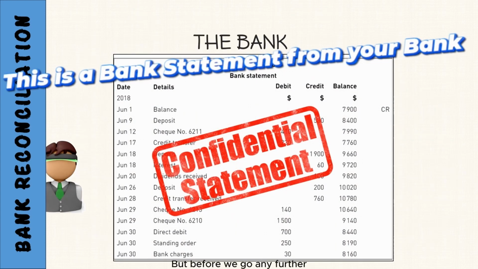But before we go any further, let's see why the bank statement has a credit balance when money goes in and a debit balance when money goes out. This is different from our cash book.